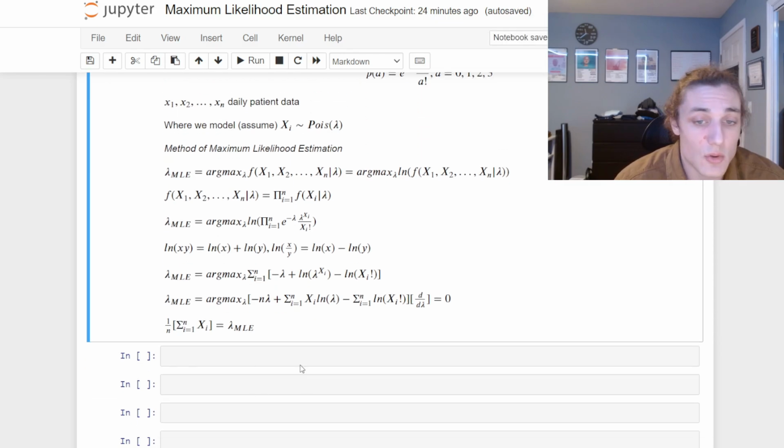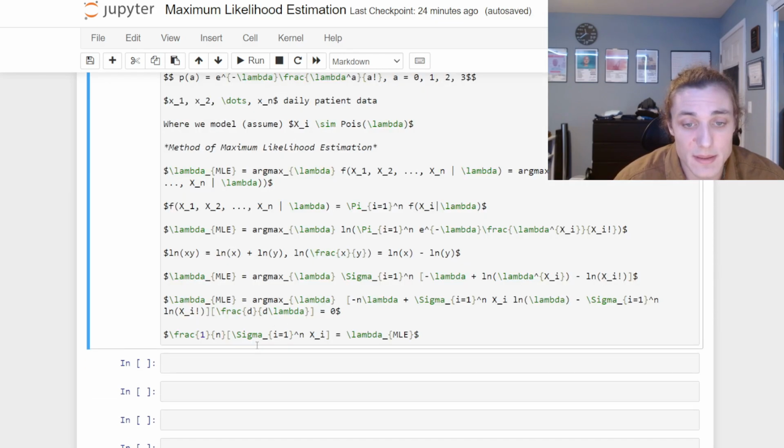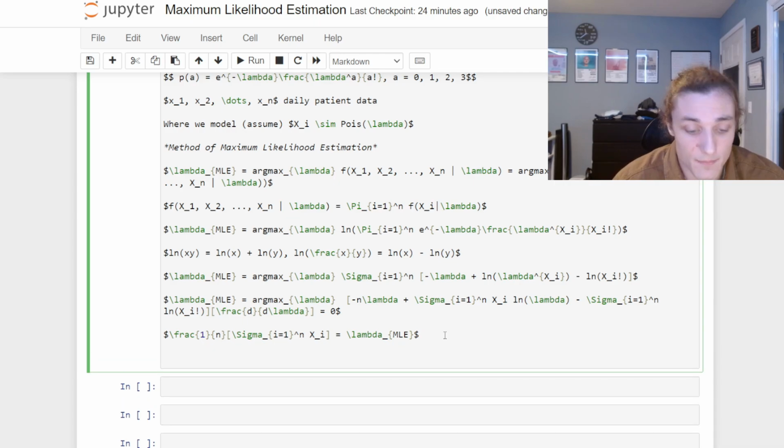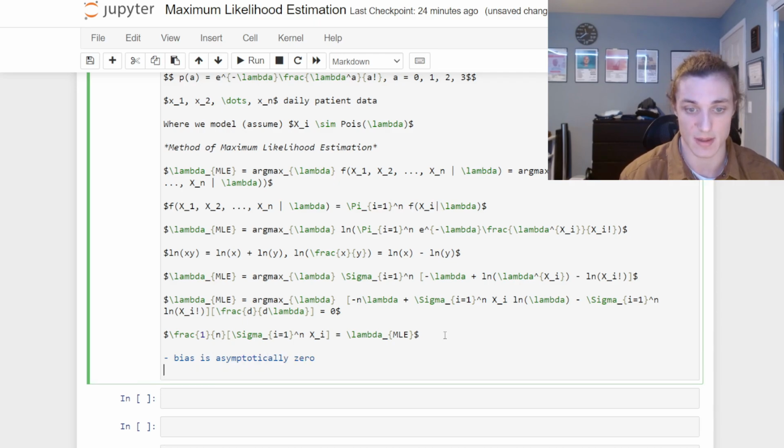All right, the MLE has a whole bunch of properties that are particularly nice. Some notable ones are that bias is asymptotically 0, and variance is as low as possible asymptotically.